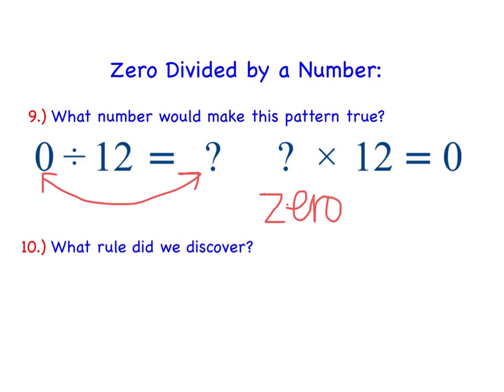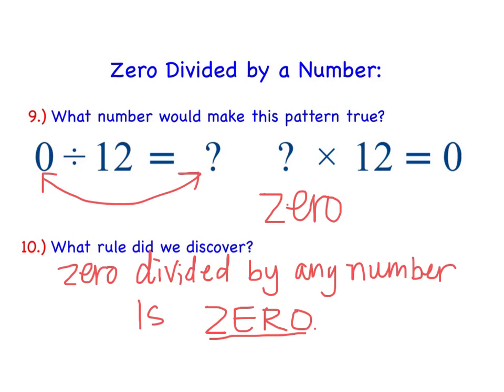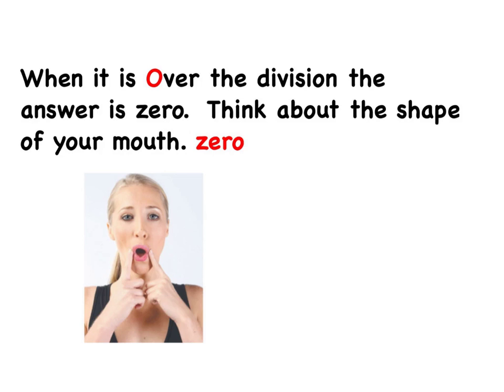So the rule we discovered is 0 divided by any number is 0. And if we take a look back at that multiplication number sentence, it makes sense because we know that rule that 0 times any number has to equal 0. So if 0 is in the answer, we've got to have 0 in the product somewhere. And so that's our missing number. Okay, the trick to help you to remember this is that when the 0 is over the division bar, the answer is 0. And think about the shape of your mouth when you say the word 0. It ends with an O, so O over 0.